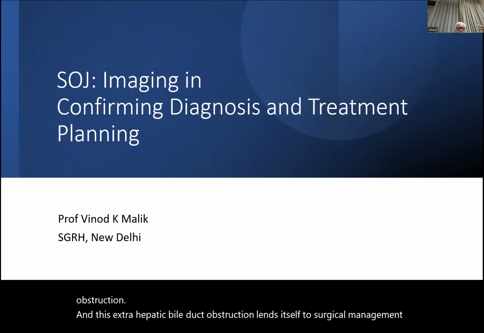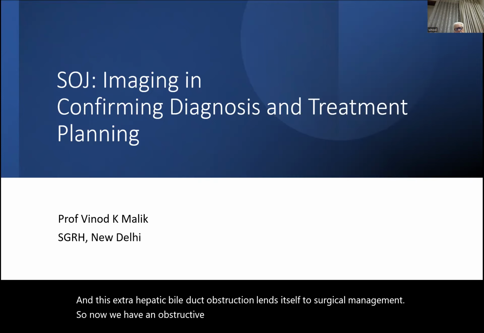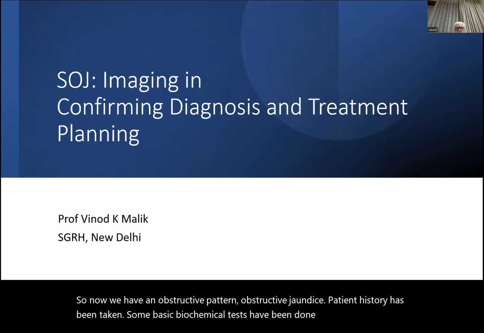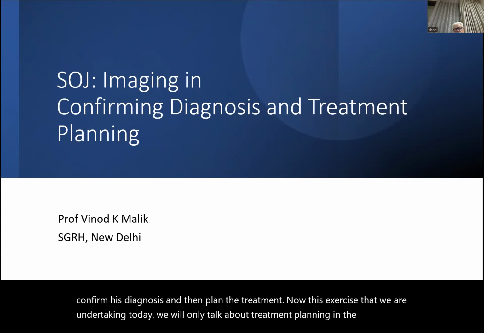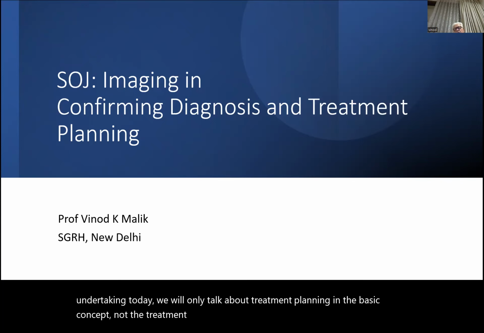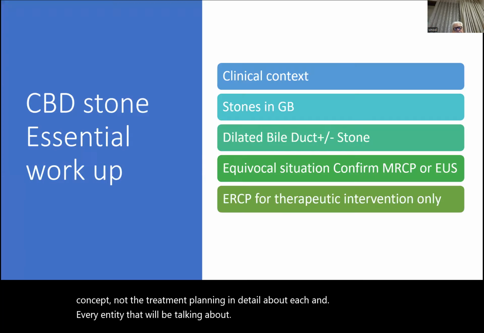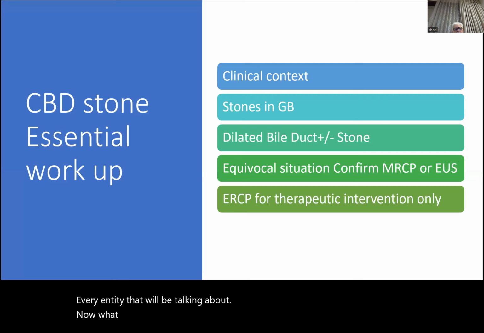So now we have an obstructive jaundice patient. History has been taken, some basic biochemical tests have been done. So now we have to confirm his diagnosis and then plan the treatment. Now, this exercise that we are undertaking today will only talk about treatment planning in the basic concept, not treatment planning in detail about each and every entity that we'll be talking about. Now, one important diagnosis is CBD stone, and we should know what is the essential workup.